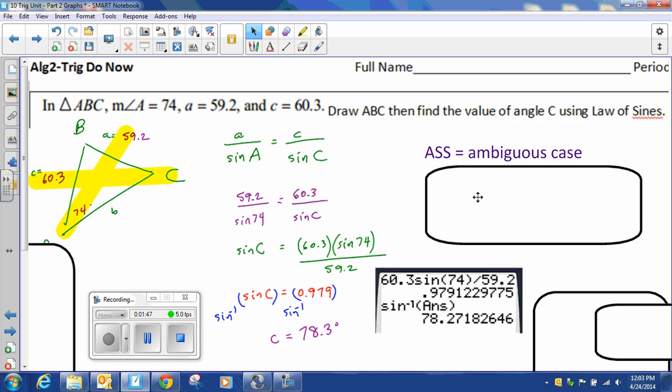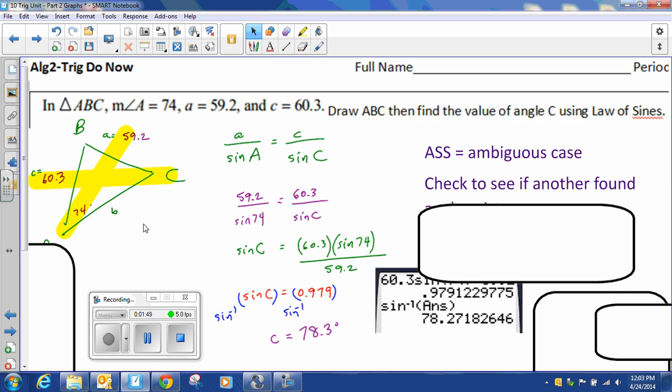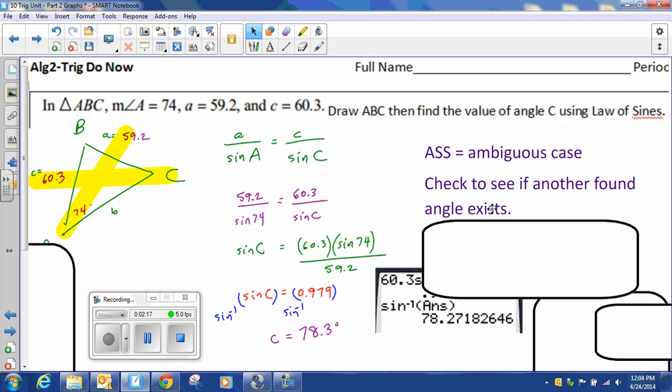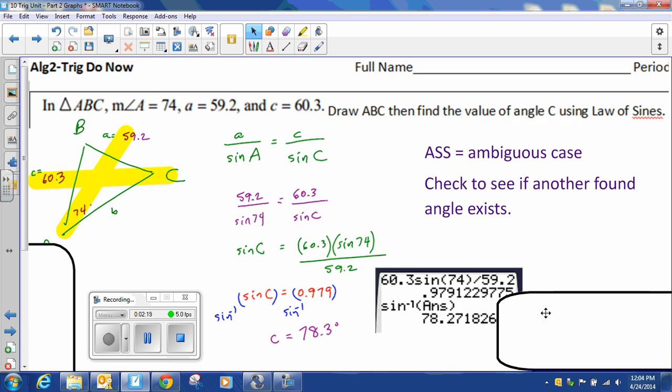However, in today's lesson, we are learning all about the ambiguous case. When a triangle is set up with the angle side side order, we have angle right here, side, side. Because we have this angle side-side configuration, like in geometry, this never worked to prove that triangles were congruent. And the reason is because you have this ambiguity where you just don't know if this could potentially be 0, 1, or 2 different triangles. So there's a check step to see if another found angle exists.